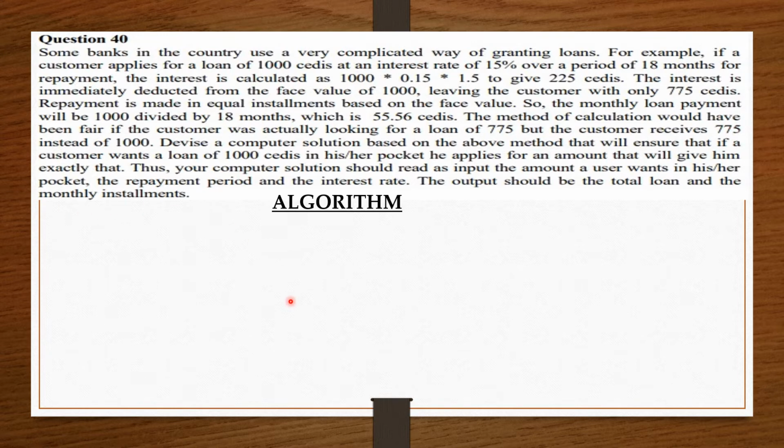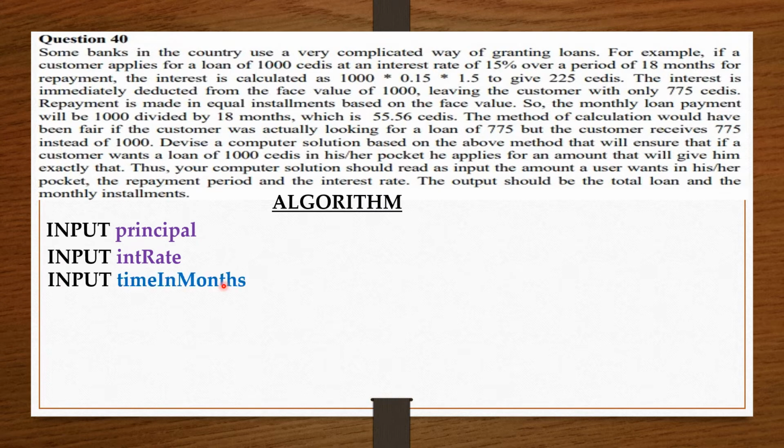So to the algorithm. We are going to take the amount the user actually wants in his or her pocket. So we say input the principal, which is the amount the user actually wants. Then we ask the user to also input the interest rate and also the time, that's the repayment period, which will be in months. We are going to convert this time in months to years. So we say years equals time in months divided by 12, which gives us the time in years.